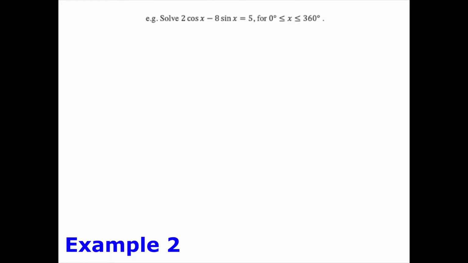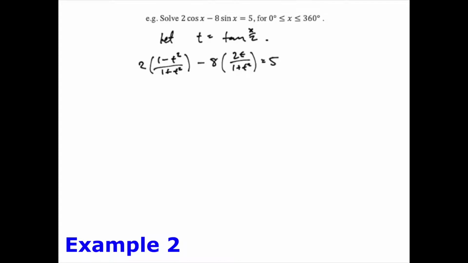Okay, example number 2, we have solve 2 cosine x minus 8 sine x equals 5, and we're going from 0 degrees to 360 degrees. So remember, first thing with a t formula question, we want to let t equal tan x over 2. Okay, now we can make our substitution. So 2 cosine is 1 minus t squared over 1 plus t squared, minus 8 sine, which is 2t over 1 plus t squared, and that equals 5.